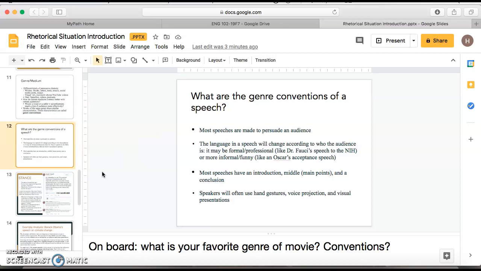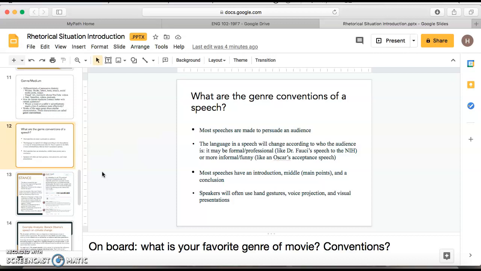And then speakers will also often use hand gestures, voice projection, and visual presentations. In a lot of speeches, you will see almost ubiquitously people using hand gestures, talking with their hands a lot because it's more dynamic. When you're up in front of an audience and talking to them, you want them to have some sort of movement to hang on to. That's one of the bad things about teaching over Zoom: I use a lot of hand gestures and they don't translate well when you're talking into a webcam. So we'll see how that goes.